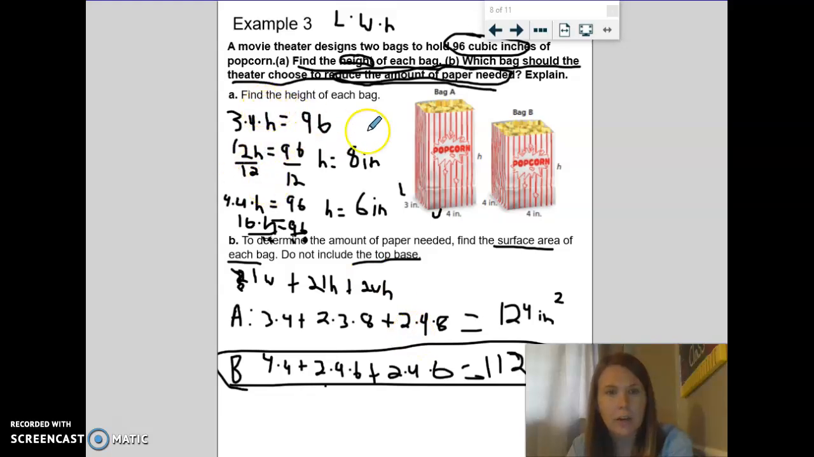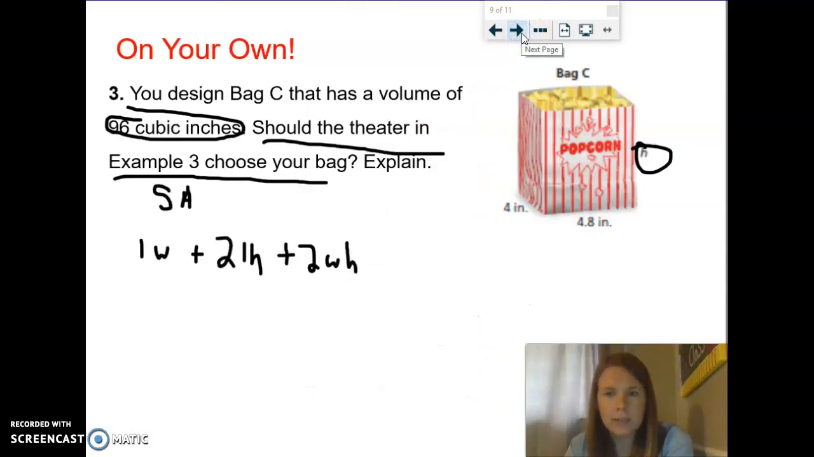So start by figuring out what is going to be your height based on the volume, and then you can figure out what is the surface area and decide is bag C better than bag B, okay? So take the time to pause this video if you want to go back a little bit or look at your notes to see how we went through those. Go ahead. When you get back, I will have the answer for you written out here, okay? So go ahead, take the time to pause the video and practice this on your own.